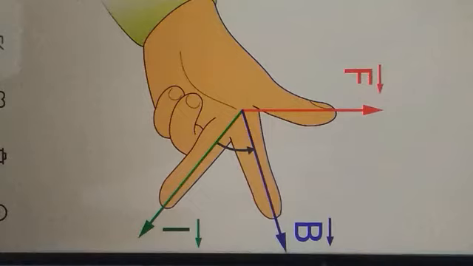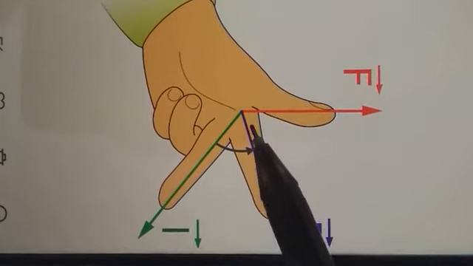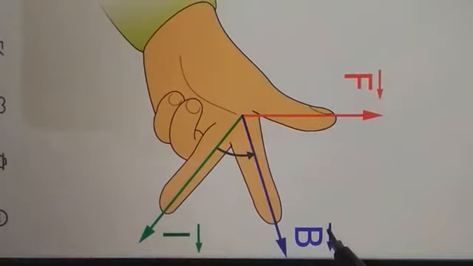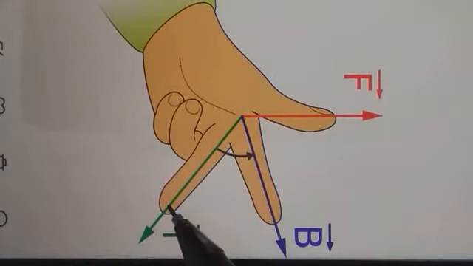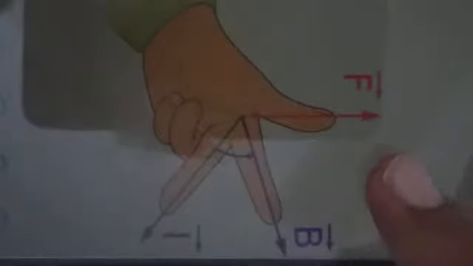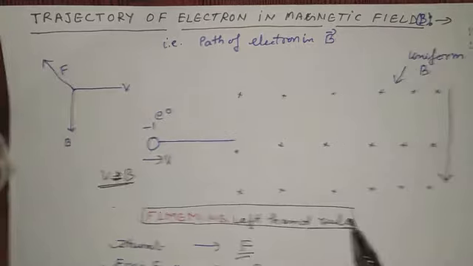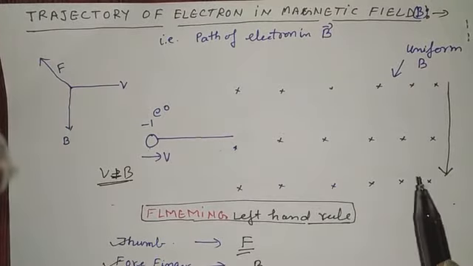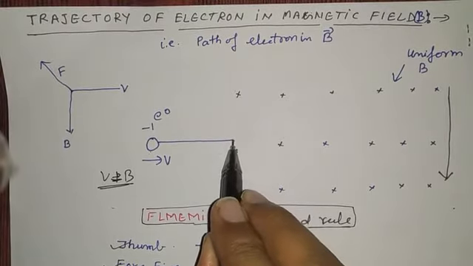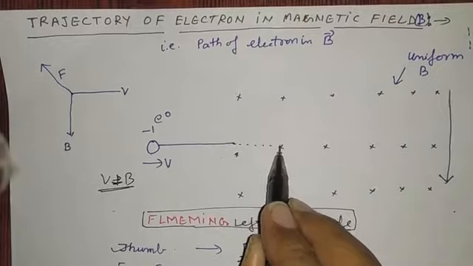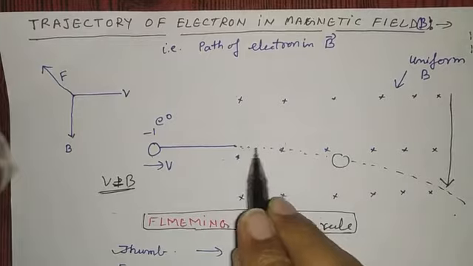F, which is given here: this forefinger in the direction of magnetic field B, middle finger in the direction of movement of electron, then thumb points the direction of magnetic force. So as a result of this magnetic force, the electron experiences this force, and as a result of this force, it travels in a curved path.